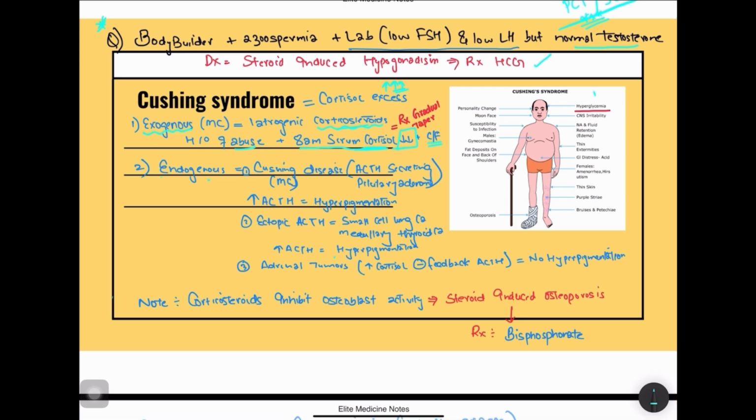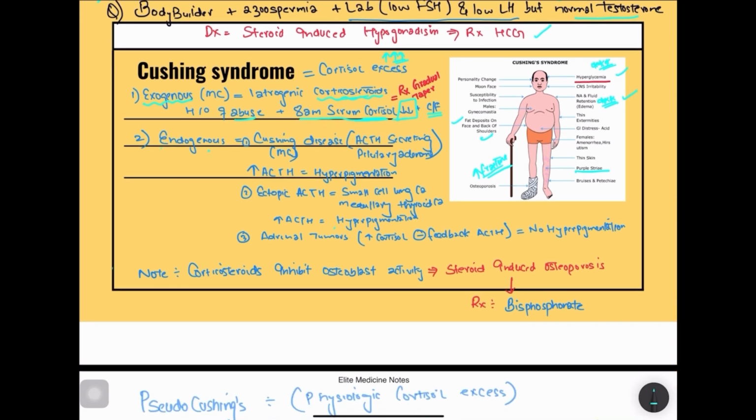A very important clinical feature is hyperglycemia and hypertension, that is due to sodium and water retention. And other clinical features are fat deposit on face and back of the shoulders, that is, there will be central obesity, there will be purple striae, there will be increased chance of fractures in the body, and there will be buffalo hump and moon face. These are some common clinical features of Cushing syndrome. But the most common and the most important clinical features are hyperglycemia and hypertension.